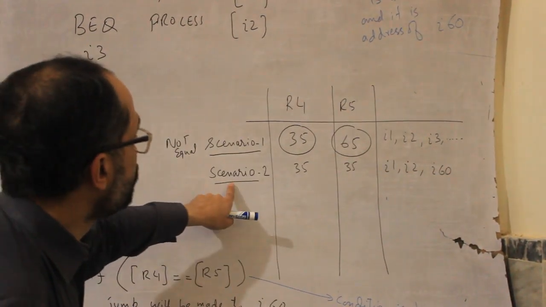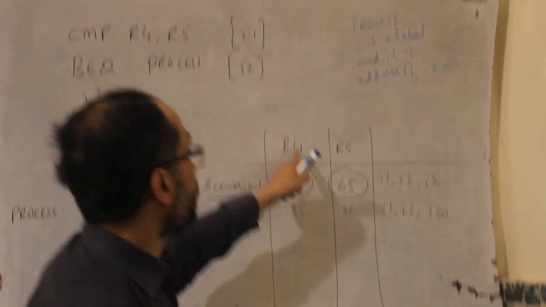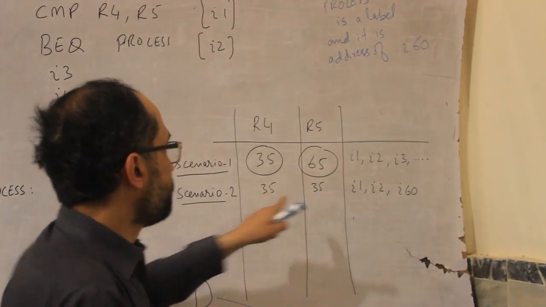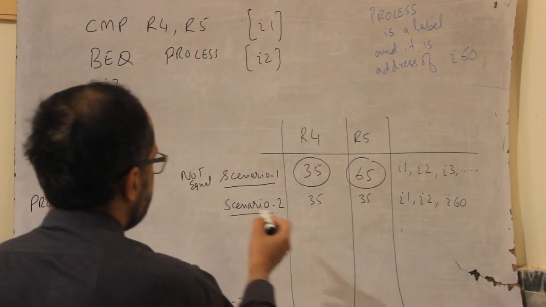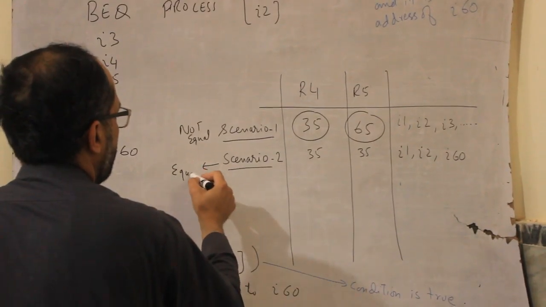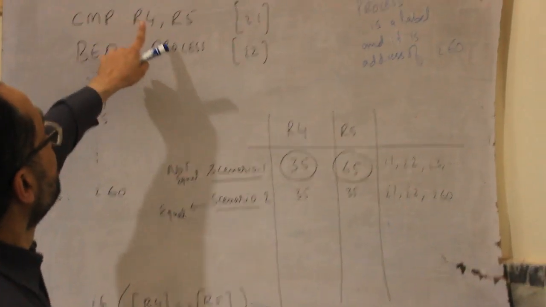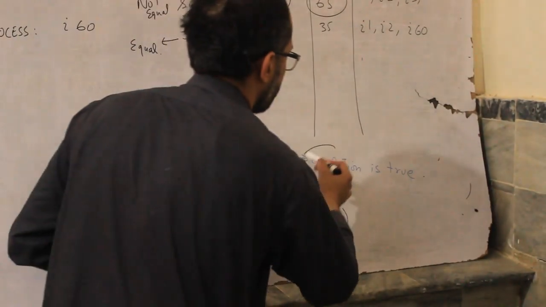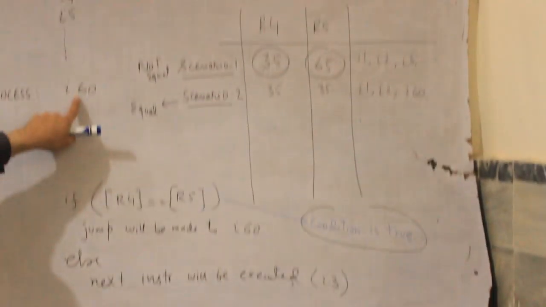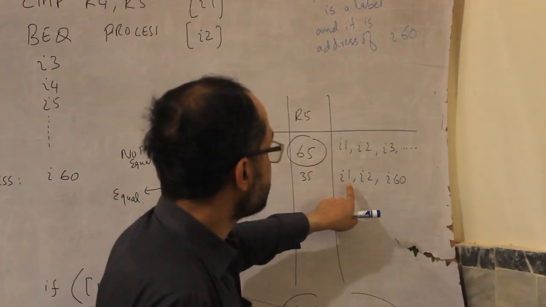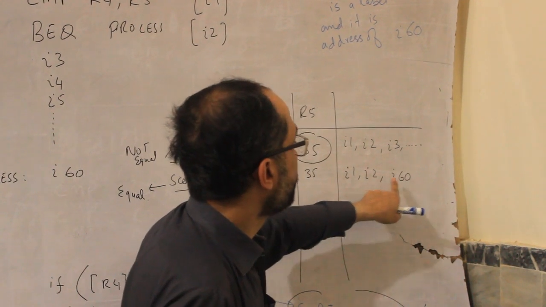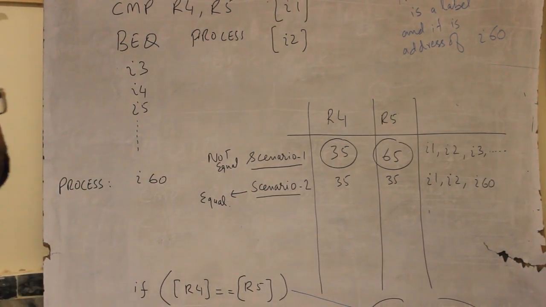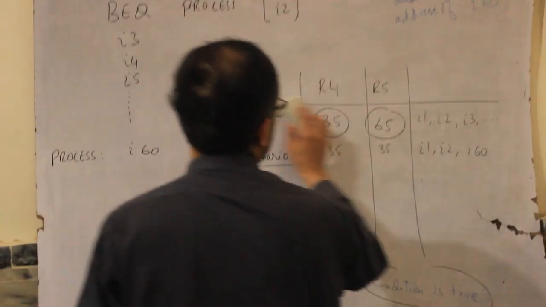Now in scenario 2, let's assume that the contents of R4 is 35 and the contents of R5 is 35. It means that both are equal. So in this comparison, the condition is now true, and the jump will be made to instruction I60. The sequence of instructions executed: first I1, then I2, and the jump will be made to instruction I60. So there are various examples of conditional branch instructions.